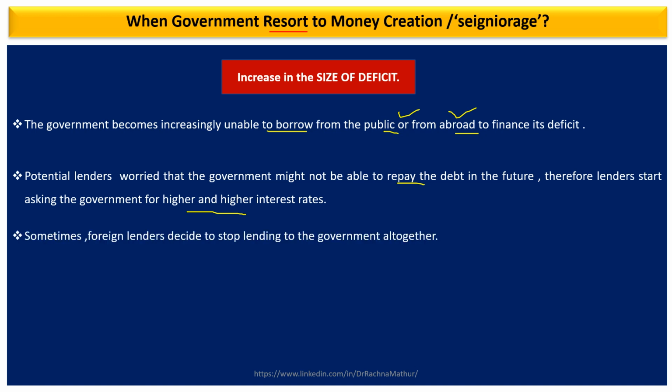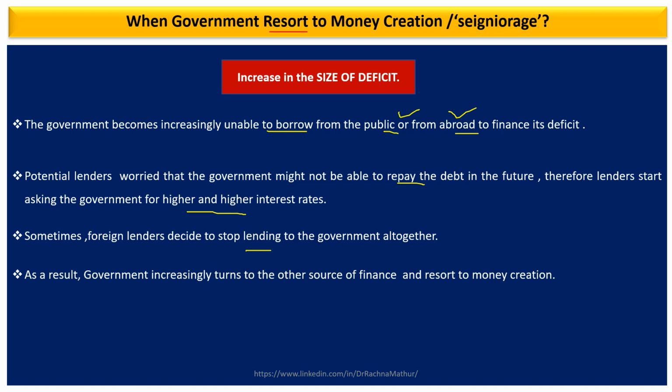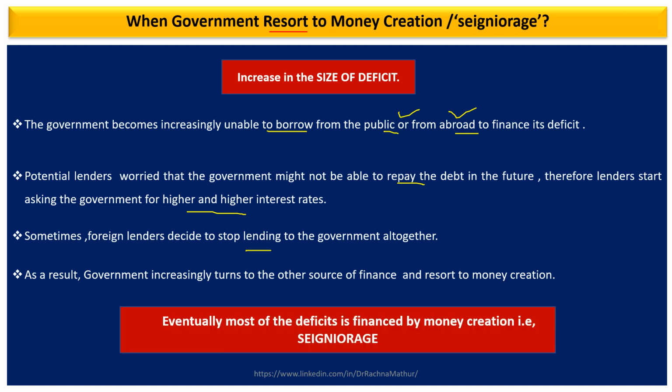Along with that, with the loss of confidence in the government's financial prudence, foreign lenders decide to stop lending to the government altogether. As a result, the government increasingly turns to other sources of finance and resorts to money creation. Eventually, most of the deficit is financed by money creation, and that is called seigniorage.